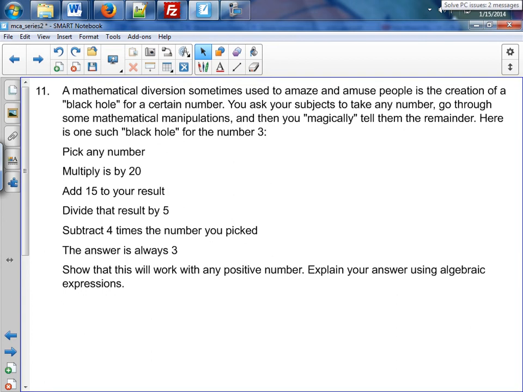This is a great little math trick. In almost every MCA test, I think I've seen a question like this. It's confusing, but it doesn't have to be.